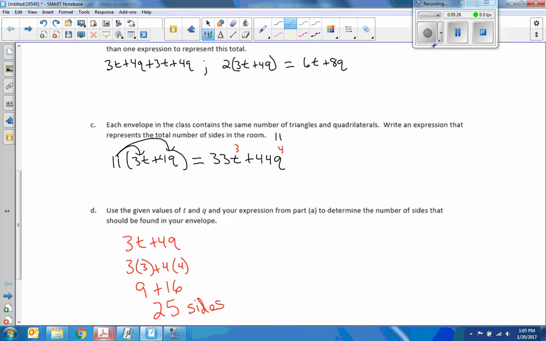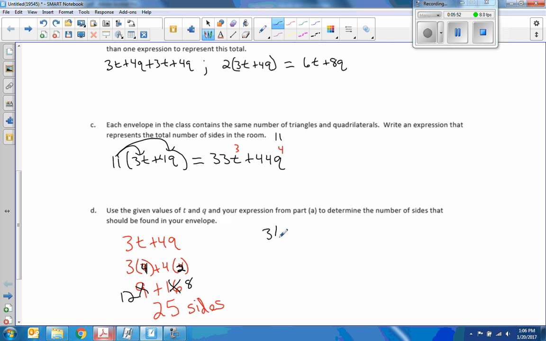I was distracted by that bell. Let me do that again. I'm going to make one change. I put 3 triangles in. It's not sides, it's how many of them there were. And I only gave you 2 quadrilaterals. So this 16 should be 8. I gave you 4 triangles, not 3 triangles. So that should be 12.